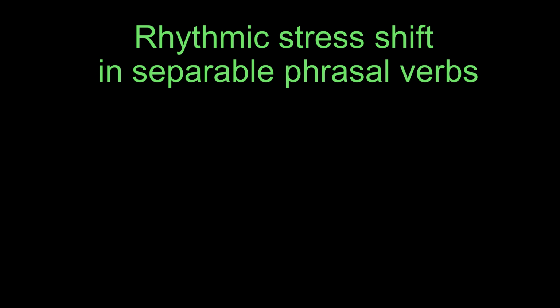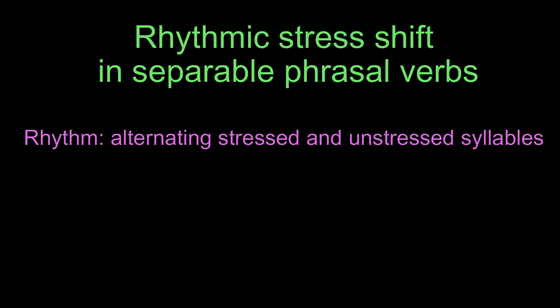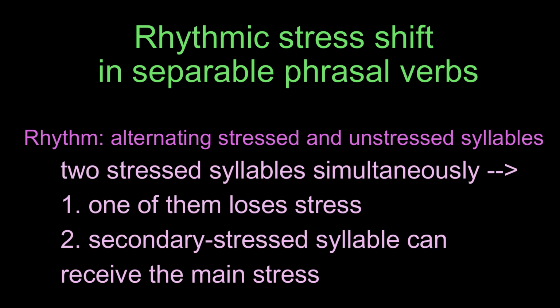Rhythmic stress shift in separable phrasal verbs. As we will learn in detail in chapters 3 and 4, there are some fundamental stress rules in English. The rules relating here are that, normally, nouns are stressed the most, while pronouns are not stressed at all. Also, the last content words in a phrase are normally stressed. And stress can shift for rhythm. Rhythm is created by alternating stressed and unstressed syllables. For this reason, if two stressed syllables occur consecutively, then one of them might be unstressed and the syllable with the secondary stress might receive the main stress.